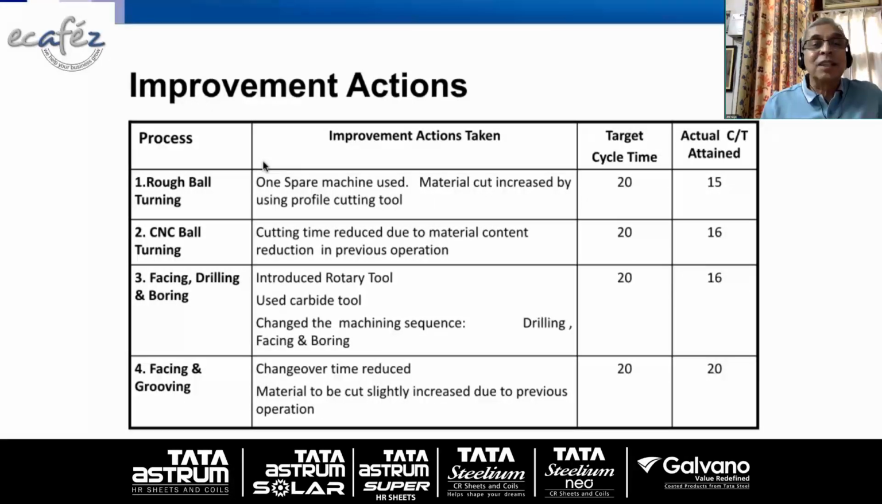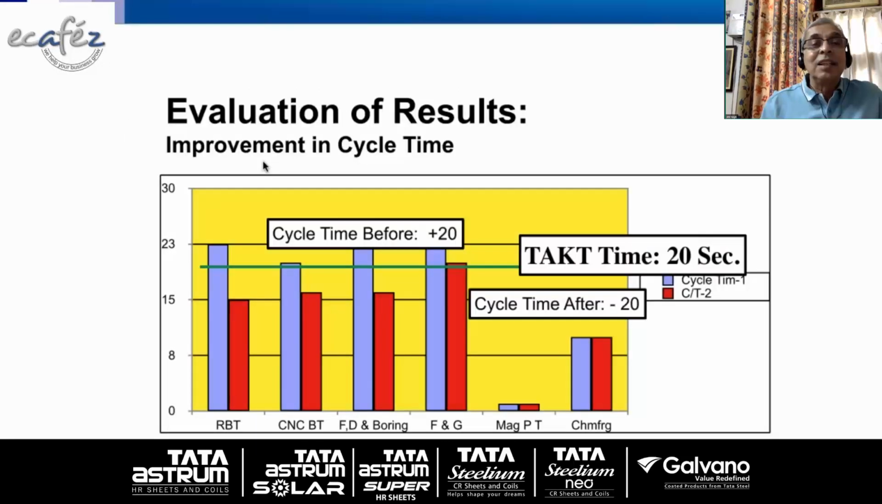Now evaluation of results was done. If you see all the processes against the takt time of the green line, and the blue graph which we are showing, the cycle time was more than takt time. Then after the implementation, all were brought down below the red line. After the improvement, all were brought down below the takt time. So it means that now all units are capable of producing 3,600 because their cycle time has been improved.